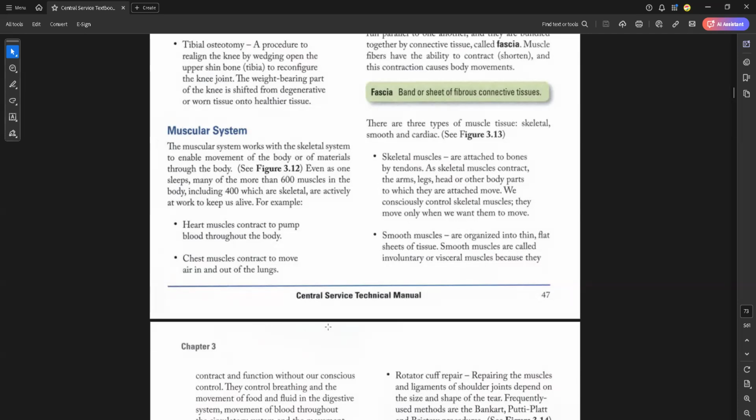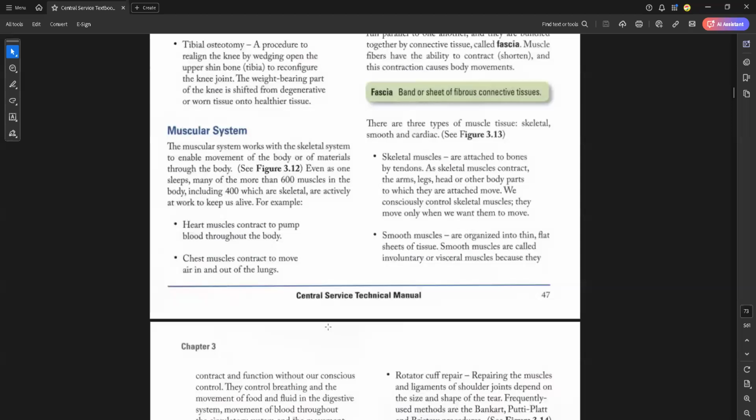Now the bones are there to help us to walk. But then the muscles must contract to move. So the muscular system works with the skeletal system to enable movement of the body or of materials throughout the body. Even as one sleeps, many of the more than 600 muscles in the body, including 400 which are skeletal, are actively at work to keep us alive.